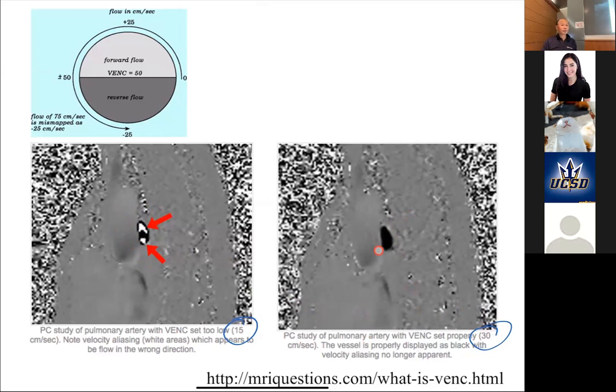Yes. Is there any drawback to setting the Venc high? There is. Let's say you're only interested in flow of like 1 to 2 centimeters per second, right? And you set the Venc at 30, then the phase is down here for 1 to 2 centimeters per second. So you want to set the Venc high enough, but not too high, because then you're losing some measurement accuracy. Okay.